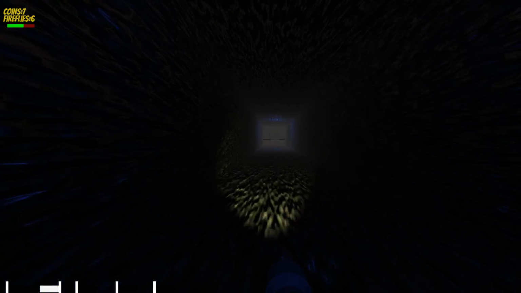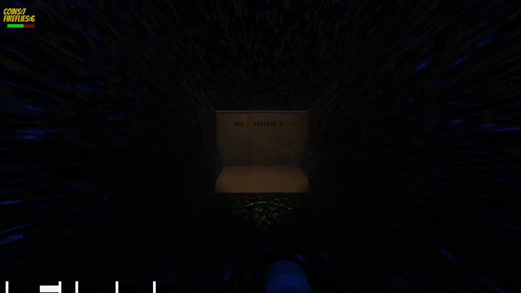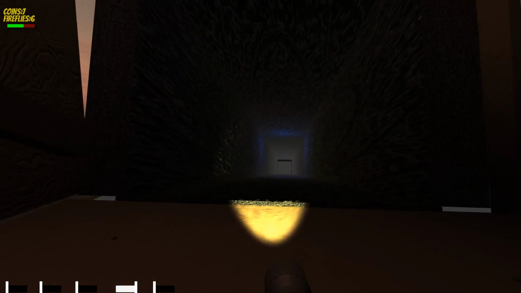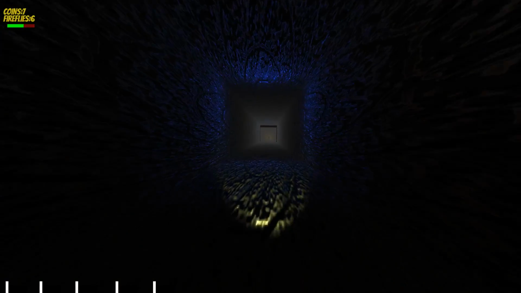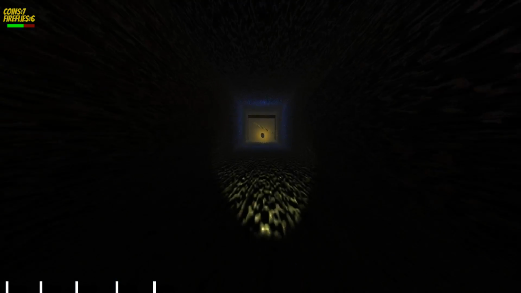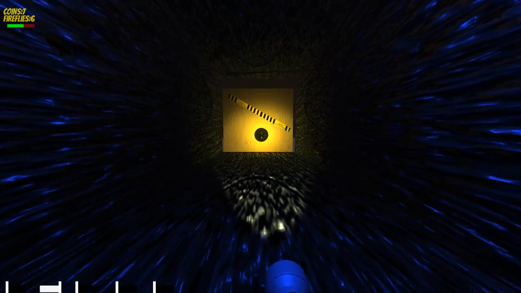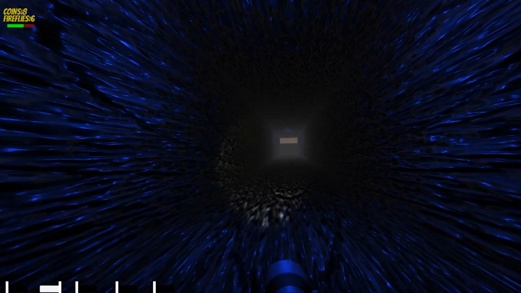These tunnels, they obviously lead to each of the towers, but the problem is, how do I get back to the tower where I missed a coin? Is there more than 12 coins? If there's more than 12 coins, that would just be epic. Under construction. Okay. Well, I've got 8 coins.